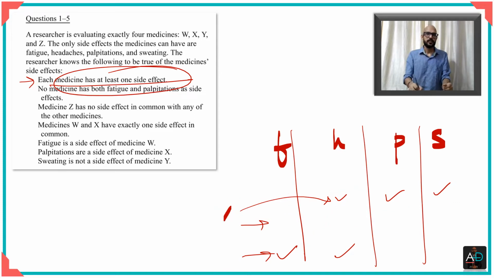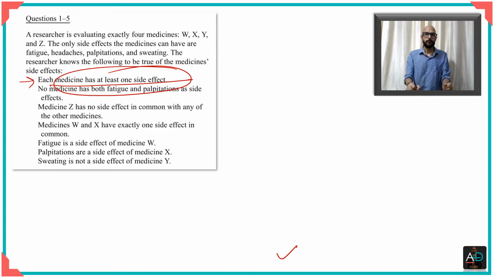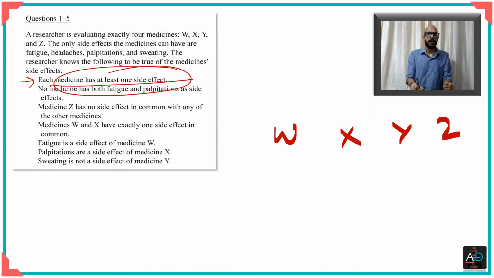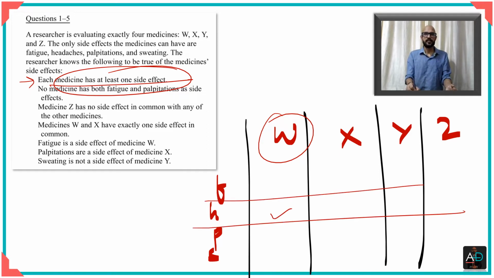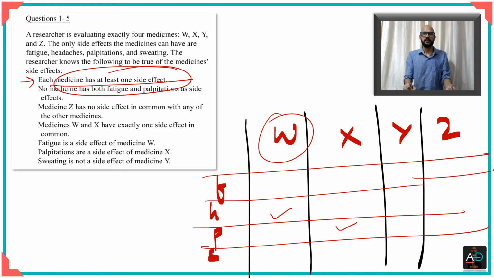The other way of entering the data would have been if you had taken this the other way. It doesn't make a difference. Suppose I had put W, X, Y and Z here, and if I were to put F, H, P, S, now you just draw it a little differently. So let us say I want to say that the medicine W has headache, so I put a tick mark here. If I want to say that X has palpitations, then I put a tick mark here. If I want to say that Z has headache and sweating, then I can do this. If I want to say that Y has fever, I can do this.